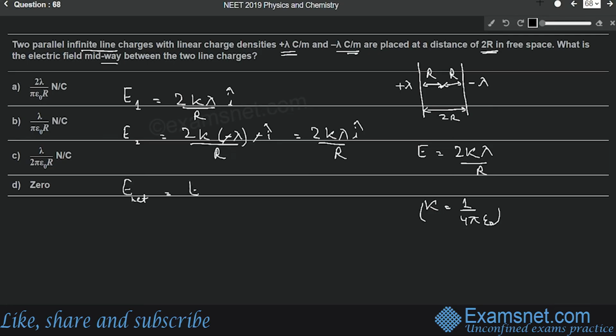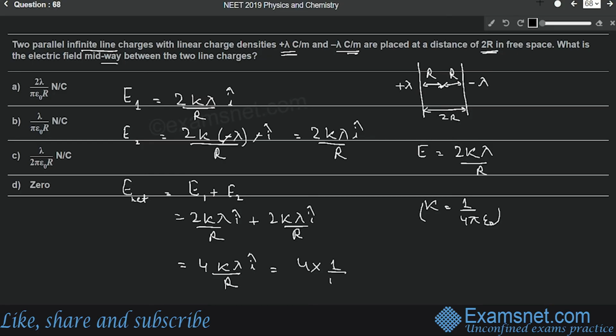Okay, so what will be the net electric field? E net will be equal to E1 plus E2. That means 2k lambda I cap by r plus 2k lambda I cap by r. So it will become 4k lambda I cap by r. Now we can put the values. 4 into k is what? 1 by 4 pi epsilon naught lambda by r. Here the 4 cancels, so it will be lambda by pi epsilon naught r. That means which option should be the correct one? Option number B, lambda by pi epsilon naught r, and the unit will be Newton per coulomb. So option B will be the correct answer.